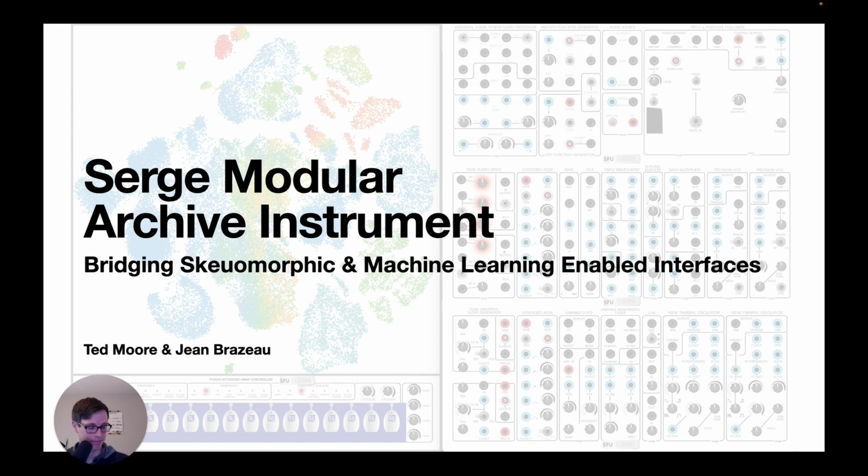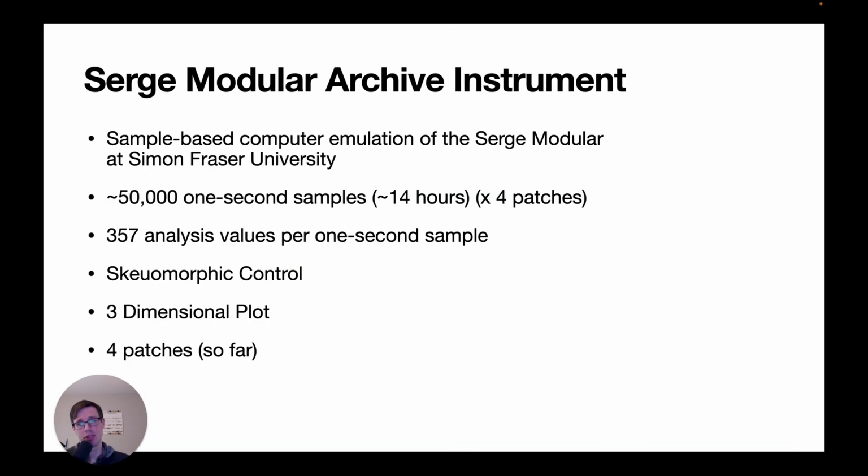relevant momentarily. So the Serge Modular Archive Instrument is a sample-based computer emulation of the vintage Serge Modular system that is housed at Simon Fraser University. We recorded around 50,000 one-second samples, which is about 14 hours of audio, for 4 different patches that we made on that vintage Serge Modular. And I say around 50,000 because we have recorded this for 4 different patches, and each one has a slightly different set of samples for reasons I'll explain later.